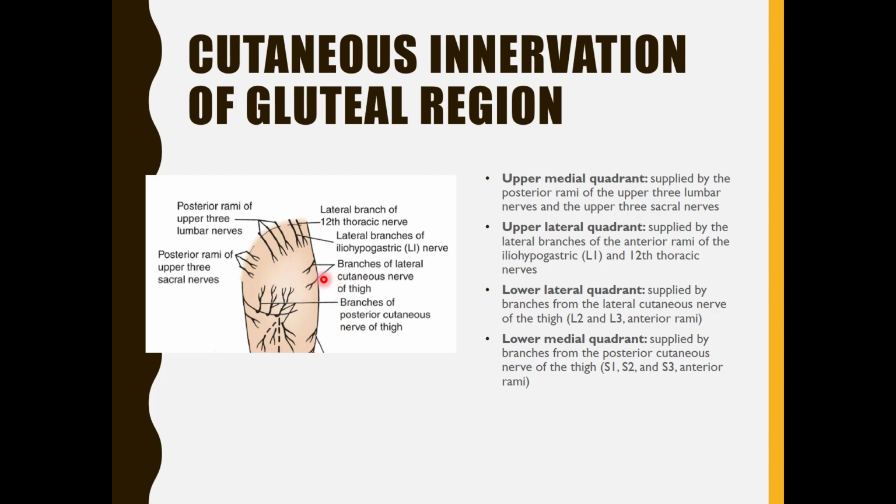Then the lower lateral quadrant will be supplied by the lateral cutaneous nerve of the thigh. See here, these are two branches of the lateral cutaneous nerve of the thigh, L2 and L3. Then the lower medial quadrant will be supplied by the posterior cutaneous nerves of the thigh, which are S1, S2 and S3, anterior rami.